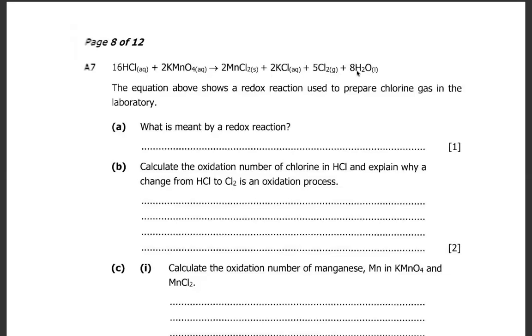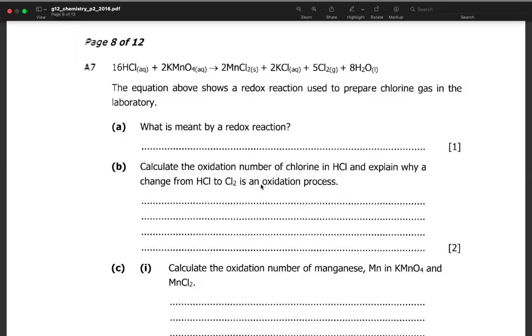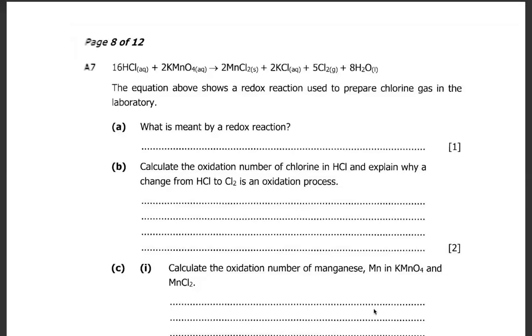So the first question says, what is meant by redox reaction? What do you understand by redox reactions? A redox reaction is a reaction that involves the transfer of electrons from one species to another by being oxidized. You have just talked about being oxidized. What about reduction? Remember, redox is a compound term that is made up of reduction and oxidation.